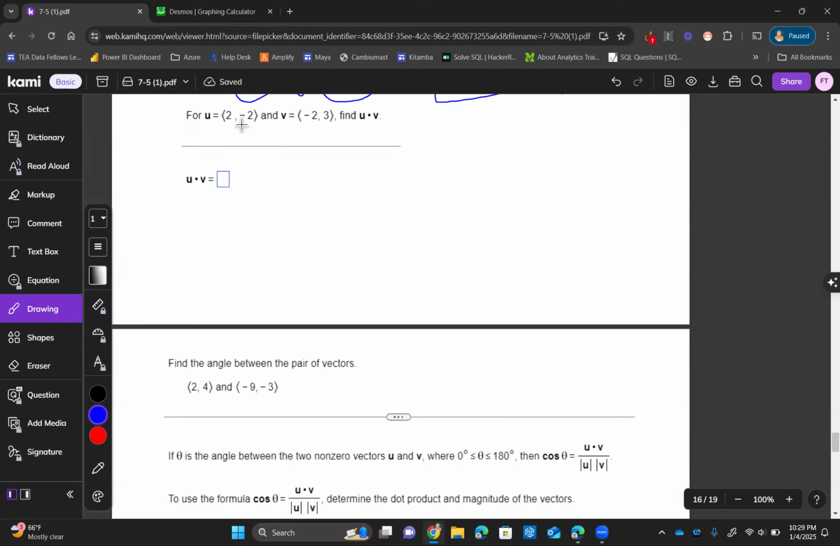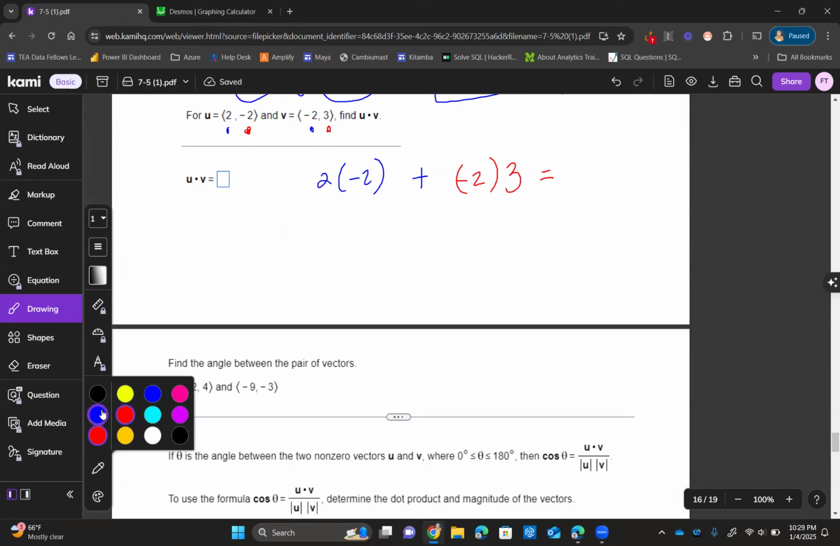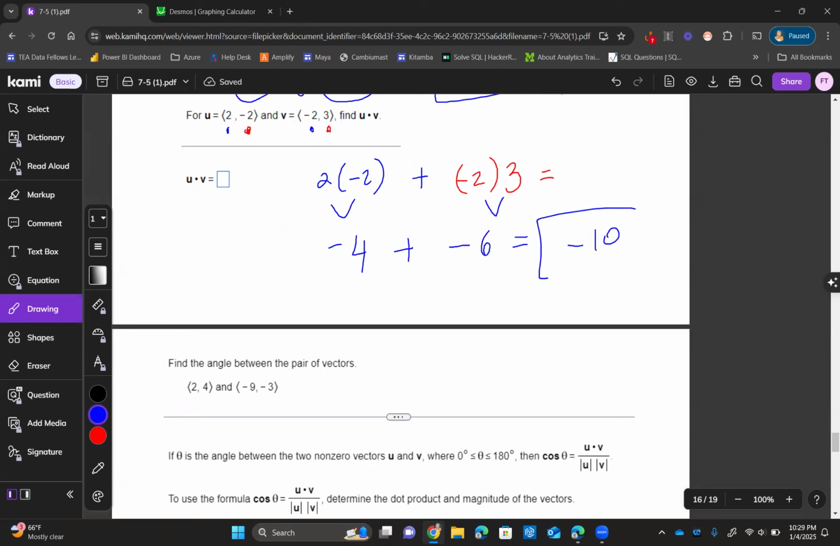And the way we do this question is we multiply 2 by negative 2. This will be added by, then we're going to multiply negative 2 by positive 3. And this is going to give us the answer for the dot product. When we multiply these two numbers, that's negative 4. When we multiply these two numbers, that's negative 6. So the sum will be negative 10 for this dot product question.